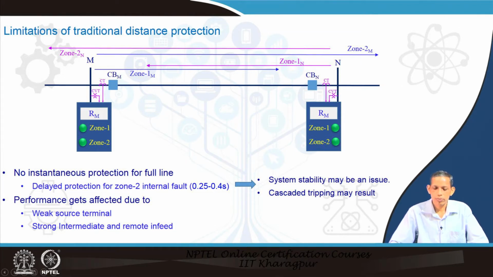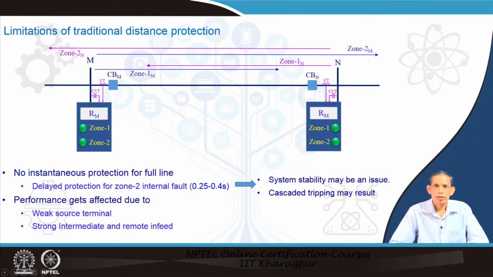Furthermore, if the fault happens in the subsequent portion, near this side, then this side relay will see it in zone 1 and may go for instantaneous tripping. From this side, however, it will continue. Because of the delayed tripping, it goes to an instability kind of situation that may lead to cascade tripping and eventually a large scale disturbance in the system, particularly for a very high voltage system.